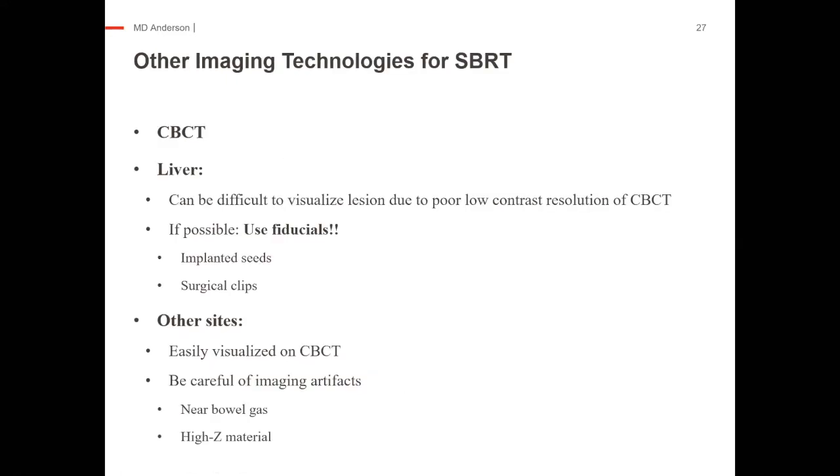So other technologies, obviously most centers are going to be doing a cone beam CT. For the liver, it can be difficult to visualize the lesion due to poor low contrast resolution of the cone beam, as I mentioned before. If you can use fiducials, that makes it a lot easier to see everything. So you can either implant fiducials or you can use existing surgical clips if the patient is post-op.